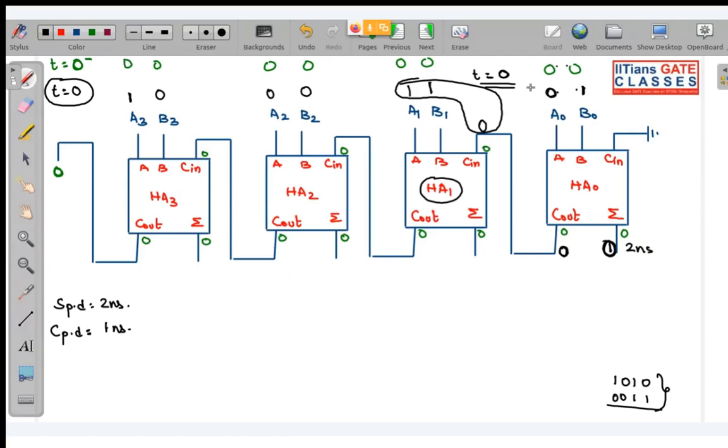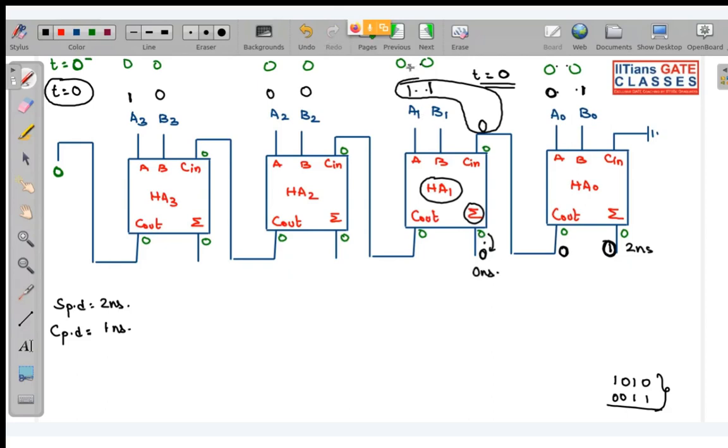So now look, what happens? When you have added 0 plus 0, sum was 0 at t equal to 0 minus. When you add 1 plus 1, then also sum will be 0. So there is no transition in output, so one of the outputs of this half adder, the sum bit, is making no transition. So this output has stabilized at 0 nanosecond.